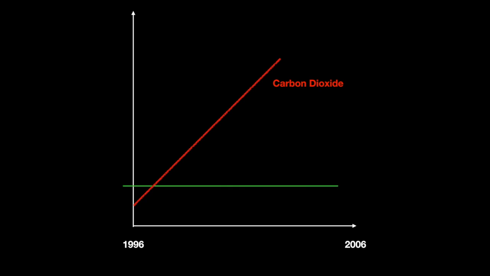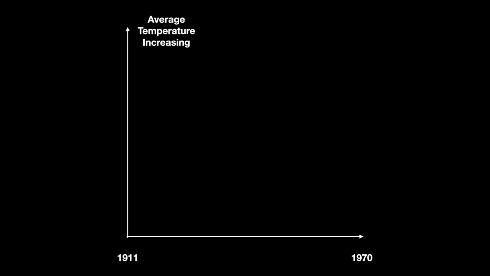Evidence of climate change in South Korea. From 1996 to 2006, the concentration of carbon dioxide increased at a rate of 2.6 parts per million. However, the concentration of methane and nitrous oxide did not show significant change.